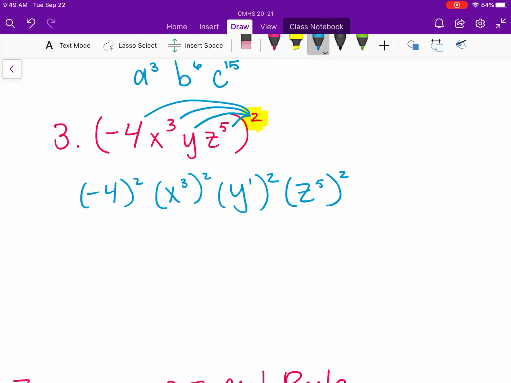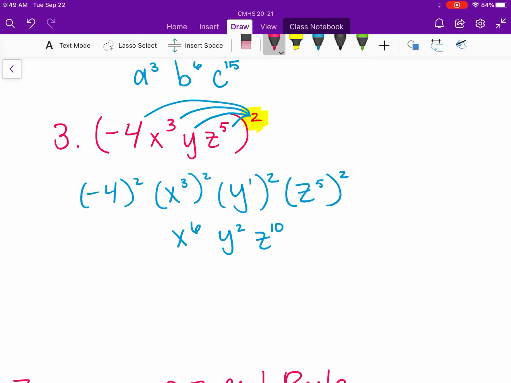Okay, let's start with our exponents. I'm going to ignore the 4 for just a second. x, 3 times 2 is 6. y, 1 times 2 is 2. And z, 5 times 2 is 10.